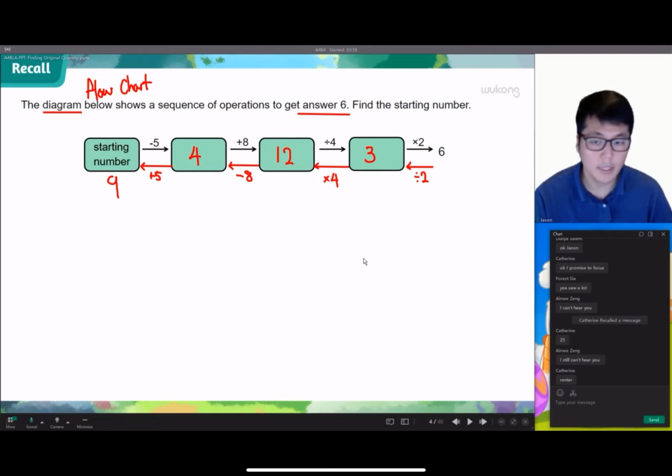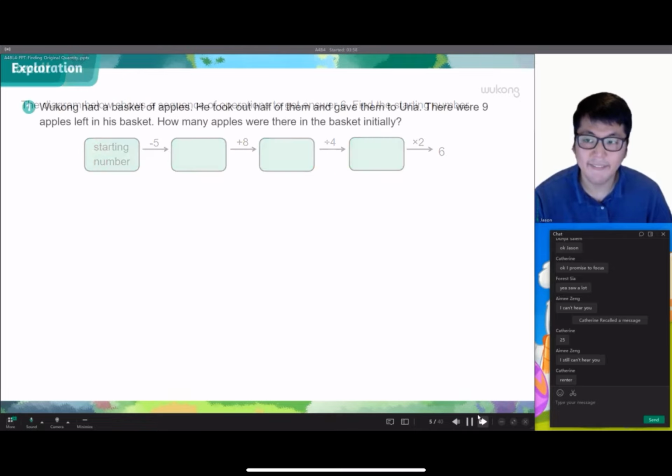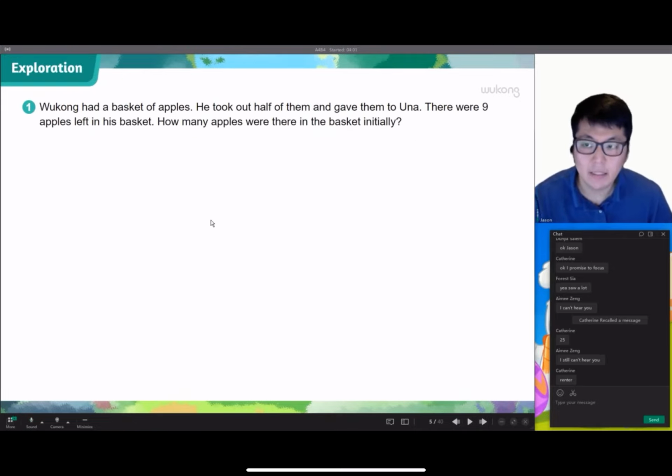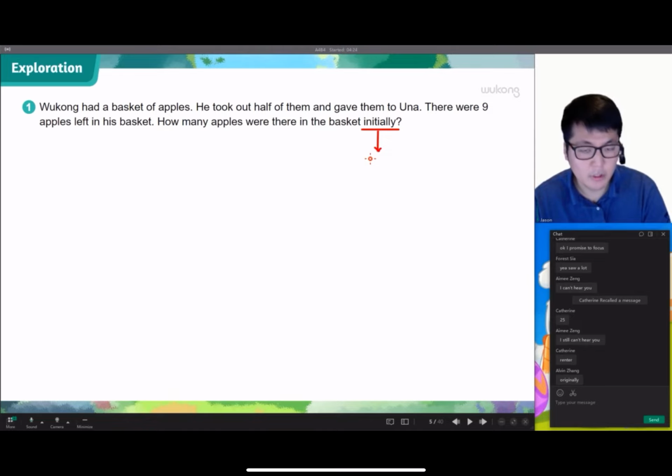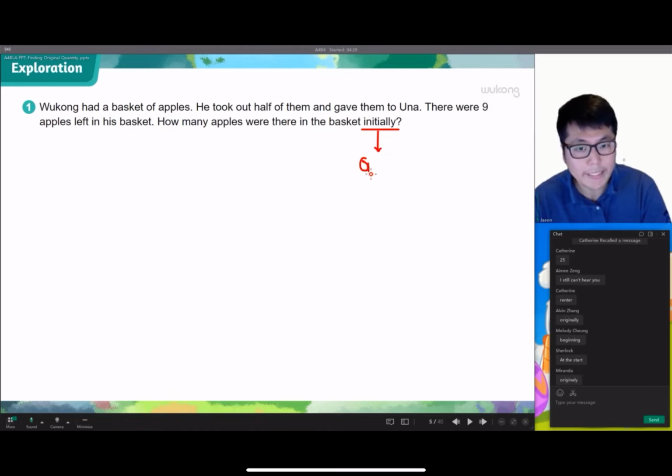All right, so that's how you do this question, guys. And now, Wukong had a basket of apples. He took out half of them and gave them to Una. There were 9 apples left in his basket. How many apples were there in the basket initially? And guys, do you know what the word initially means? What does it mean by initially? So yes, originally, very good, originally. Or at first.